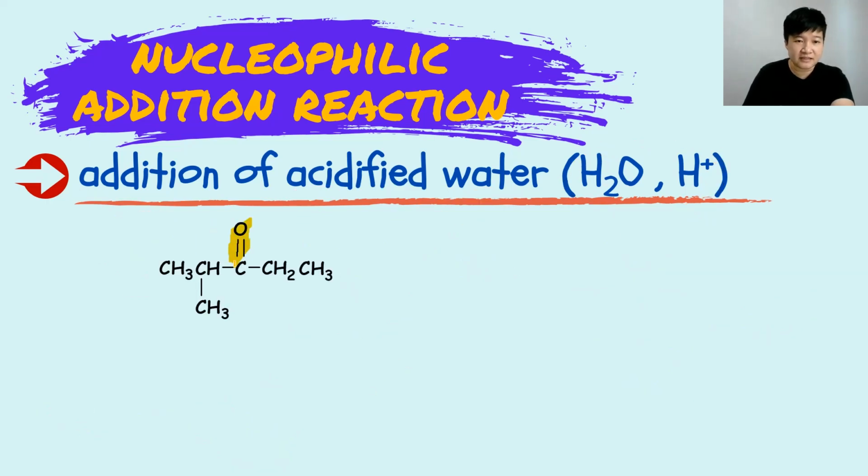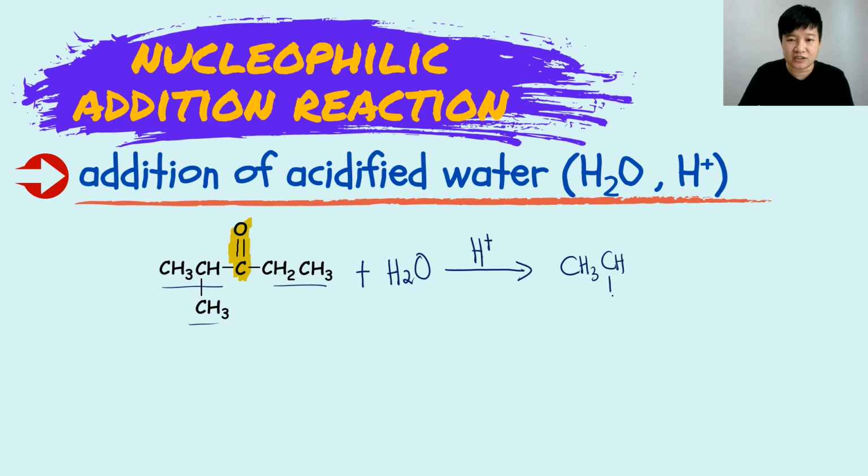That is my C double bond O. I react with your H2O with the presence of acid. And guys, those that don't change remain unchanged. So we copy the whole group that doesn't change first. So everything that doesn't change shall remain unchanged and we recopy that correctly. And that is my carbon that is holding C double bond O.